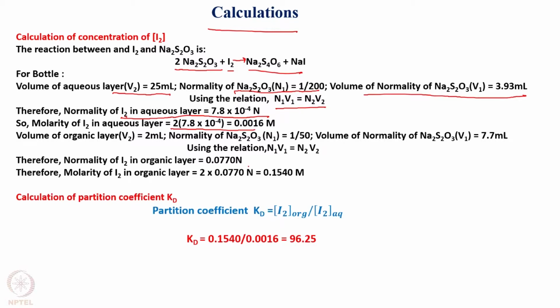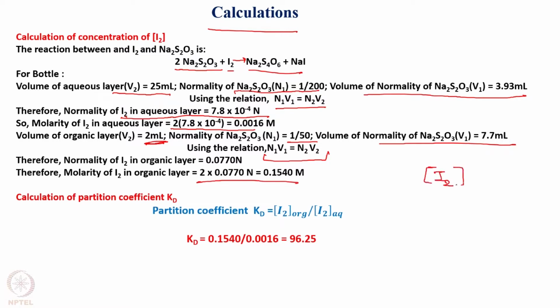After this, the titration of the organic layer was carried out, which was 2 ml, and the normality of sodium thiosulfate that was used for titration is N/50, and the titer value is 7.7 ml, which was obtained. So again, using the normality relation, we can calculate first the normality and then the molarity of iodine in the organic layer.